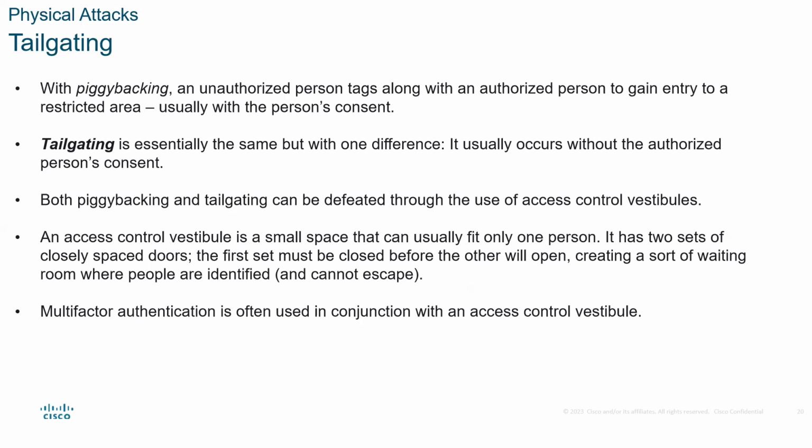Piggybacking and tailgating can be defeated through the use of an access control vestibule. But I've seen where this can also be compromised if you don't have a system that allows only one person at a time. If more than one person can pass at a time, then it can be compromised. Or you can implement multifactor authentication in conjunction with the vestibule, like an iris scan before the swipe card for the vestibule. That's going to work, right?